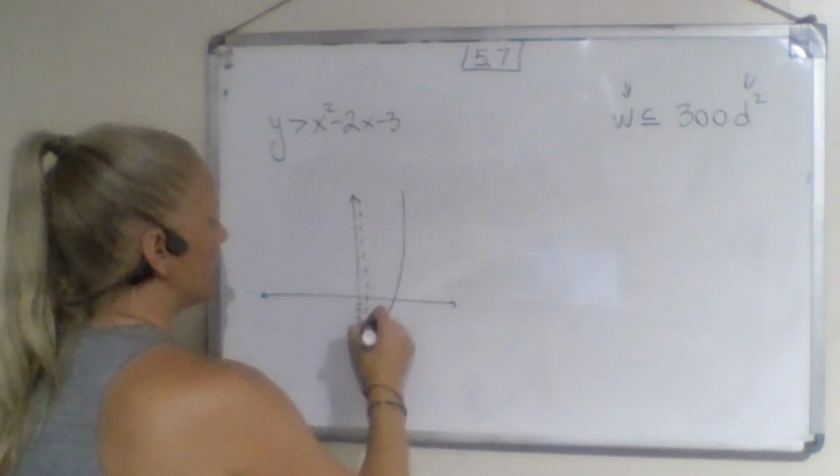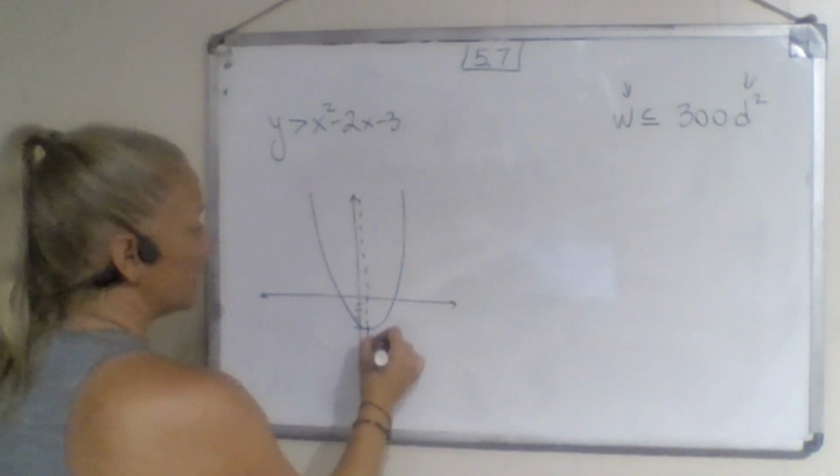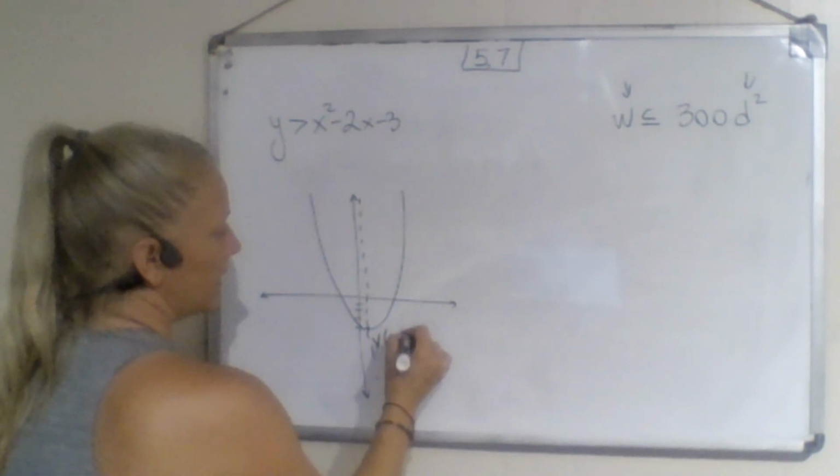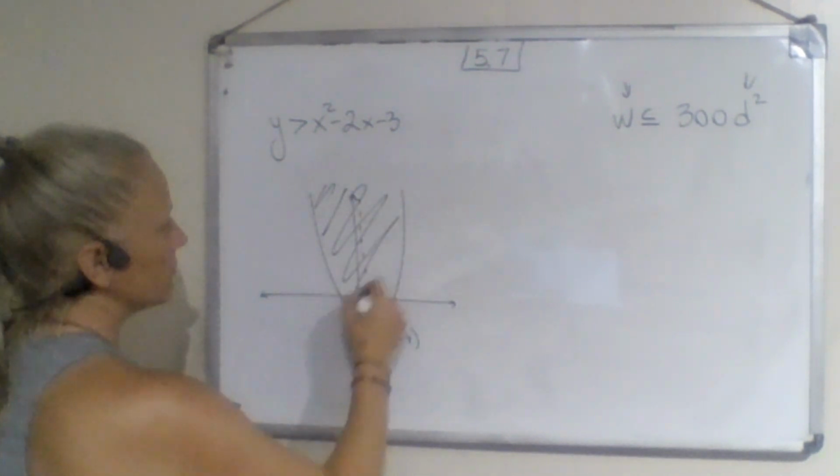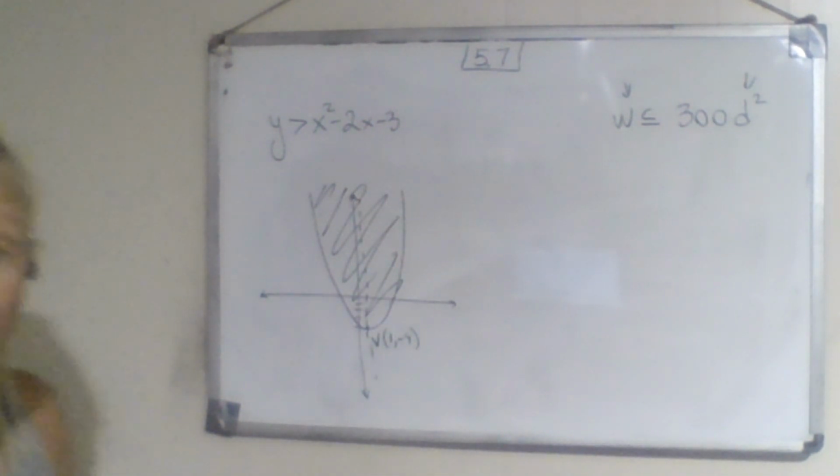From here on, I don't care that you graph it correctly, but I want my vertex of 1 and negative 4, okay? And now we're shading inside because that's where everything is greater than. How would you know that?